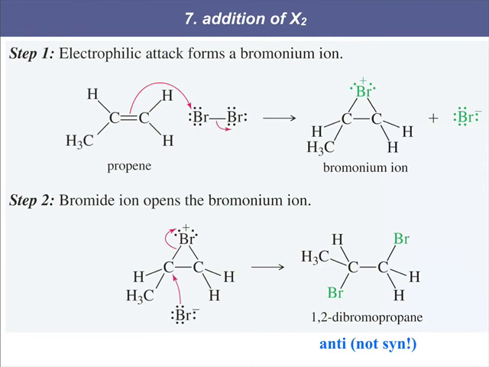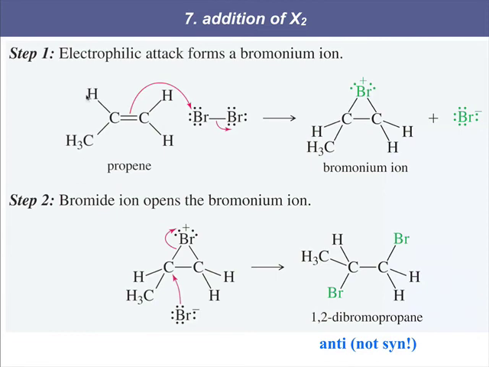All right, that's 6 reactions. Let's look at our 7th reaction. Our 7th and last reaction today is addition of a halogen, addition of X2. In this case, we're using Br2 as our reagent.